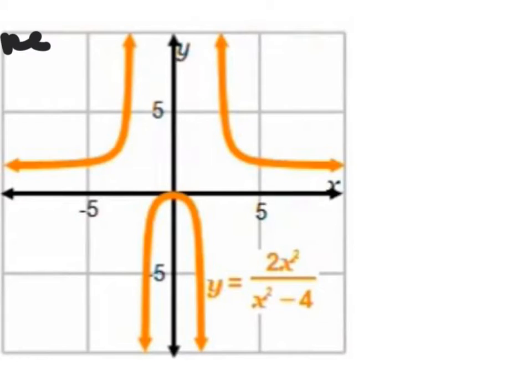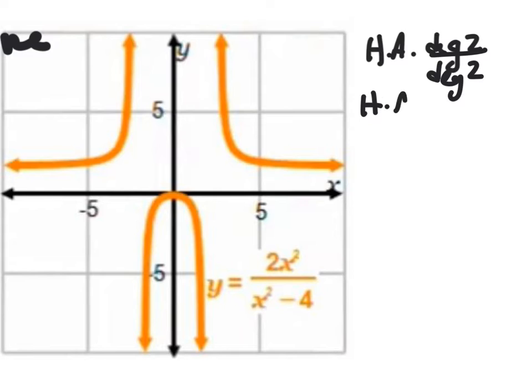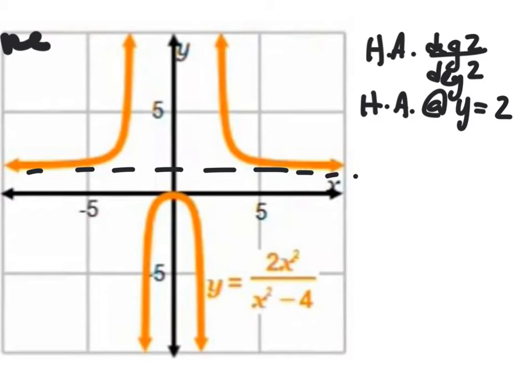The first thing I'm going to do is find my horizontal asymptote. My degree in the numerator is 2. I'm just looking at the exponent divided by the degree in my denominator, which is also 2. So these are the same, and I have a horizontal asymptote at the line y equals, and then I just look at the numbers: 2 divided by 1, so this is the line y equals 2. That's my horizontal asymptote.